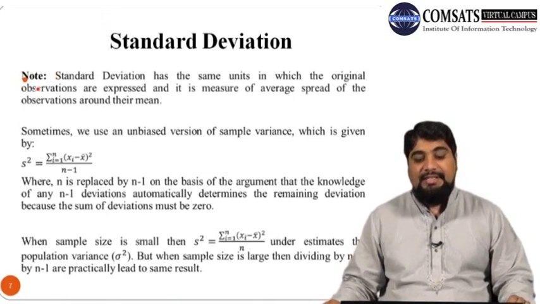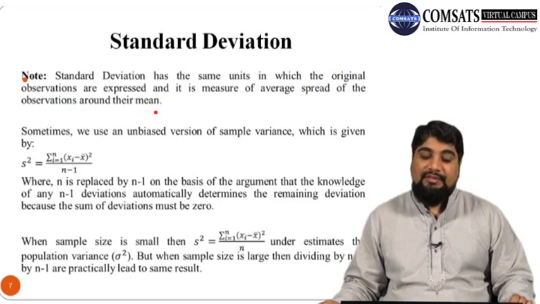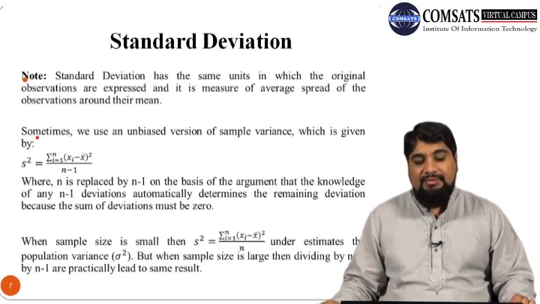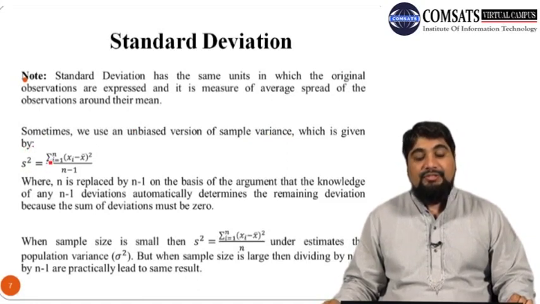Note that standard deviation has the same units in which the original observations are expressed, and it is a measure of average spread of the observations around their mean. Sometimes we use an unbiased version of sample variance, which is given by S square equals summation xi minus x bar square over n minus 1, where i ranges from 1 to n.